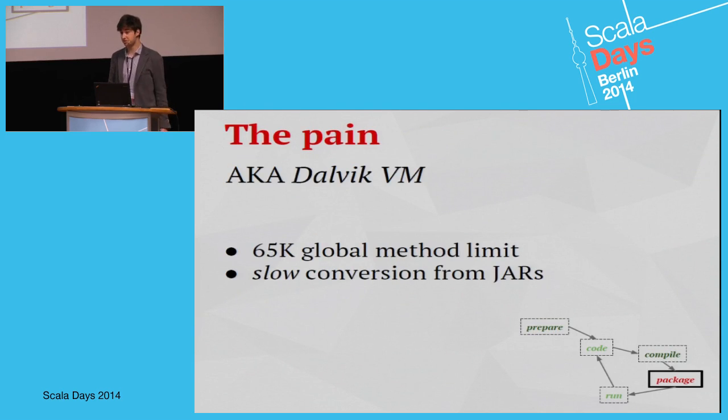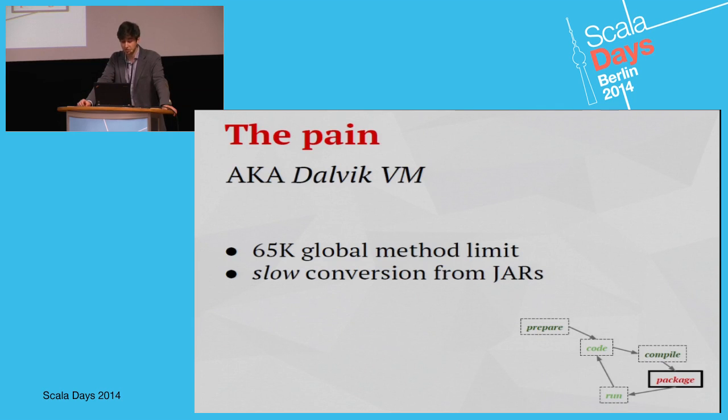And now comes the real pain point, which lies in the Dalvik VM that Android uses. First, there is a limitation, which is the 65,000 method limit. Because of that, you have to use a tool called ProGuard to remove all the excessive methods from your code, the ones that you don't really use. And the Scala runtime library is pretty big, about 6 megabytes in 2.10 and 5 megabytes in 2.11, I think.